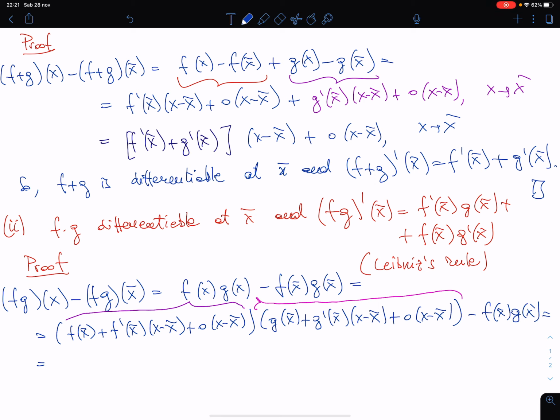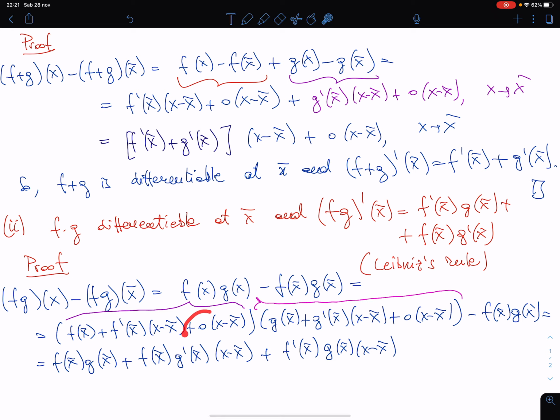And so you get here f of x bar g of x bar, the first term that will be cancelled by the last one. Then you have plus f of x bar g prime of x bar times x minus x bar, plus again f prime of x bar g of x bar times x minus x bar, and all the rest here is a little o of x minus x bar that multiplies all this stuff. But when a little o multiplies all this stuff, everything remains little o of x minus x bar. And the same here when this little o multiplies this. So we have here plus little o of x minus x bar minus f of x bar g of x bar, cancelled by the first term here.